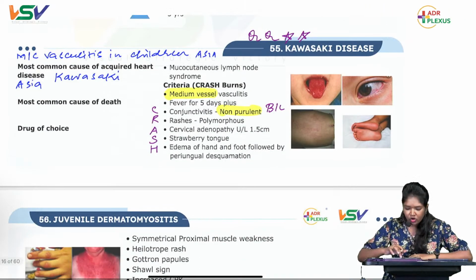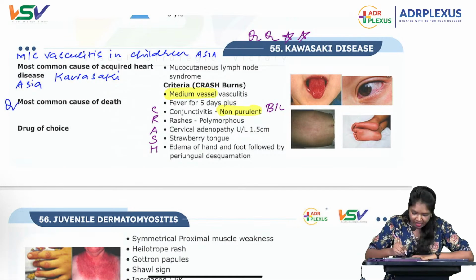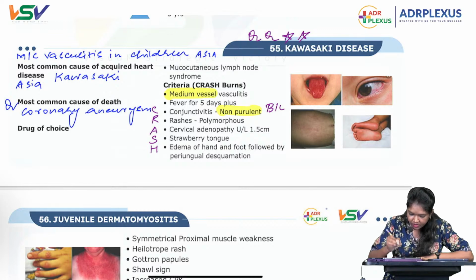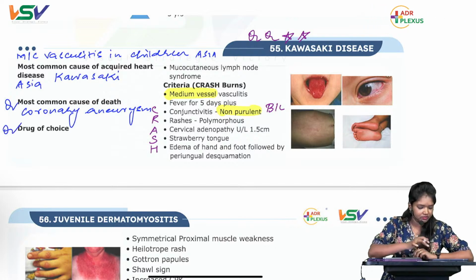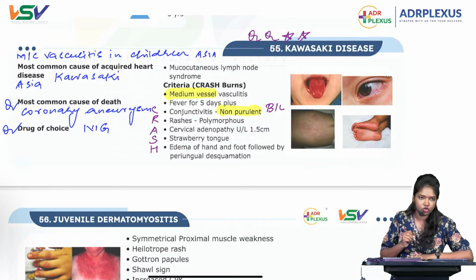What is the most common cause of death? MCQ. Very good. Coronary artery aneurysm. Drug of choice? Another INI-SET question. IVIG. Very good. Intravenous immunoglobulin is the drug of choice here.